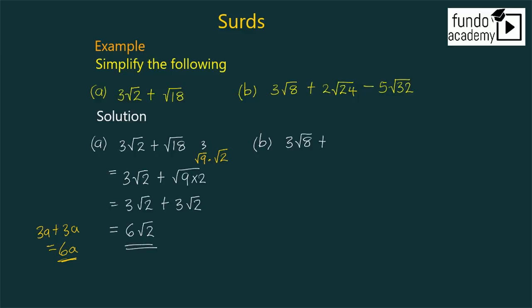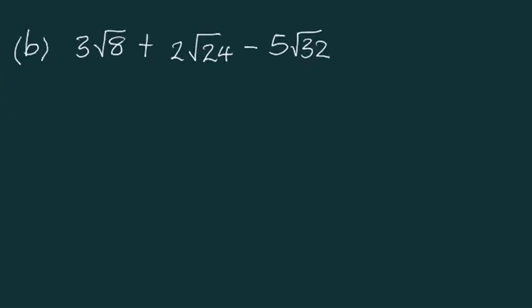With part B we've got 3 root 8 plus 2 root 24 minus 5 root 32. Now what I want you to do is attempt this problem here. I'm going to give you just 2 minutes to do that, using the method we used on part A, simplifying each of the surds that needs to be simplified. You can pause the video starting from now.